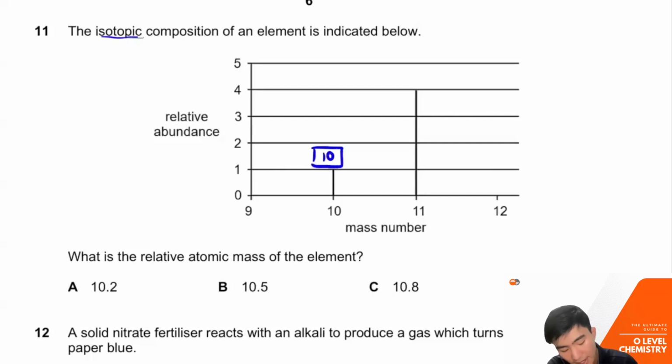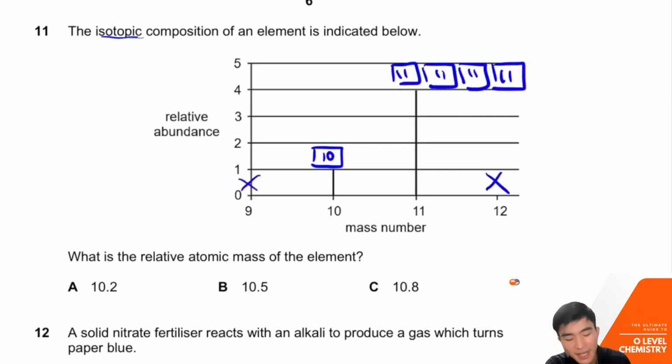So if we look at this table, the relative abundance, imagine there's one atom that has mass 10. The other atoms, there are four atoms with 11. The next atom also 11. So there are four with 11. And then there is zero with 12. This one doesn't have, 9 also doesn't have. So this line represents how many they have, right? So you can see, you follow this number.